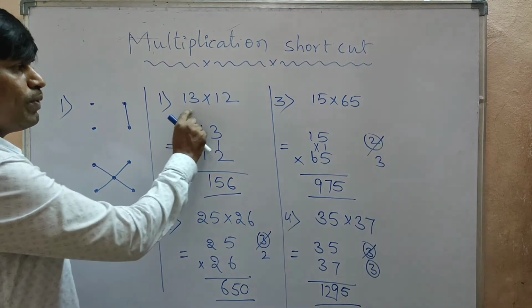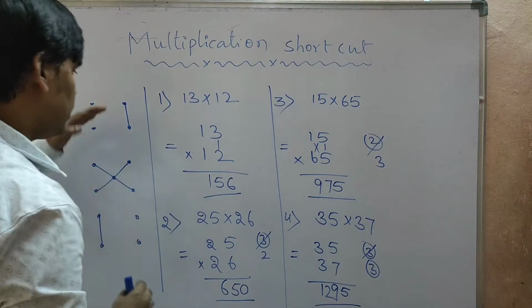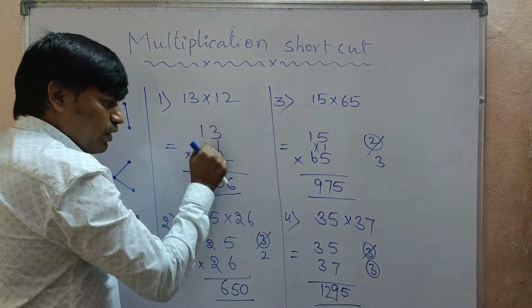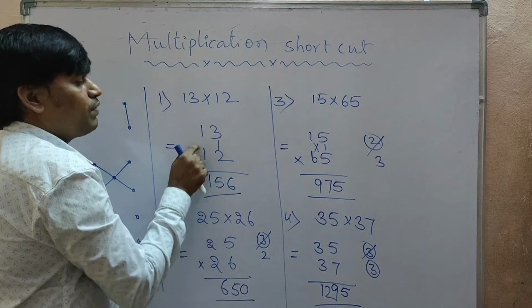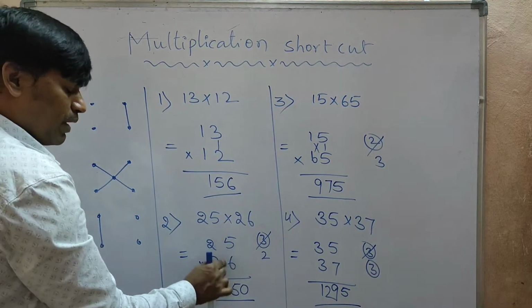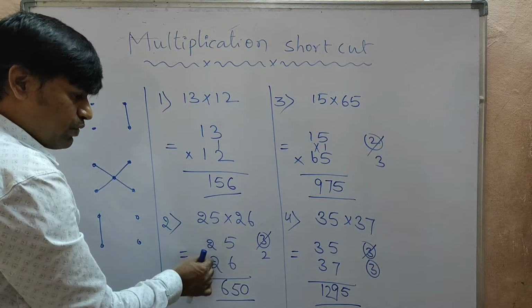Here if any 2 by 2 numbers are there, at that time you should follow this method only. First I am taking this one into this one, next this one into this one plus this one into this one, after that this one into this one. Now here also same, this one into this one plus this one into this one plus this one into this one, next this one into this one.